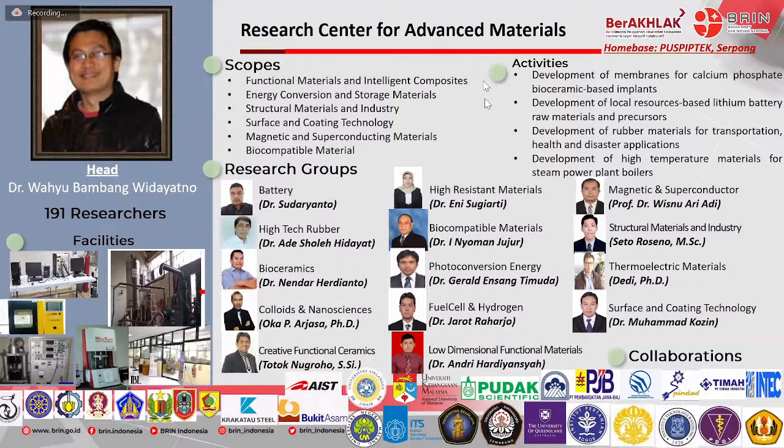The third one is the Research Center for Advanced Material. In this research center, we have 14 research groups, including the battery, high technology rubber, bioceramic, colloid nanoscience, creative functional ceramic, high resistant material, biocompatible material, photo conversion energy, fuel cell and hydrogen, low dimensional functional material, magnetic and superconductor, structural material and industry, thermoelectric material, and finally also a research group on surface and coating technology.